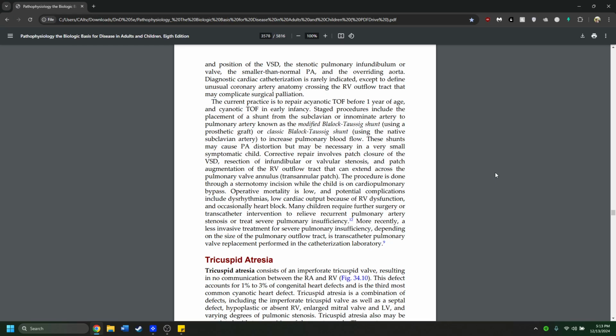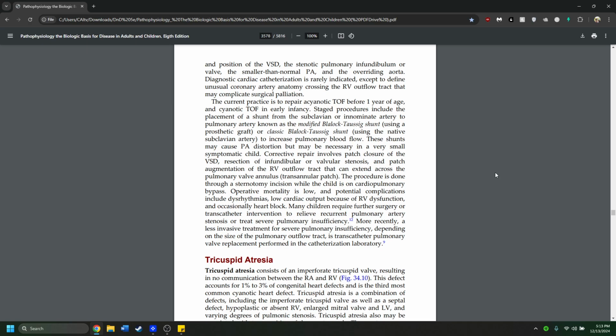Corrective repair involves patch closure of the VSD, resection of the infundibular or valvular stenosis, and patch augmentation of the right ventricle outflow tract that can extend across the pulmonary valve annulus. The procedure is done through a sternotomy incision while the child is on cardiopulmonary bypass. Operative mortality is low, and potential complications include dysrhythmias, low cardiac output because of right ventricular dysfunction, and occasionally heart block.